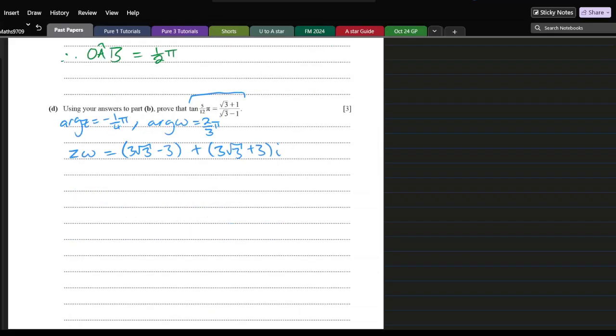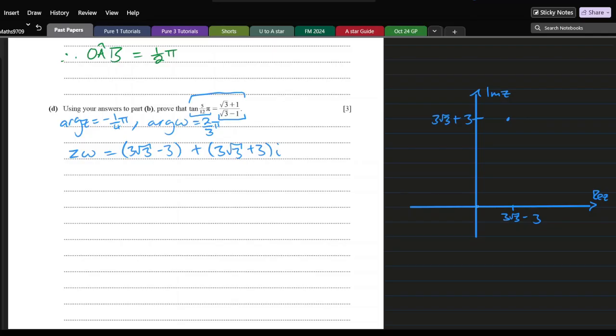So given that we're saying that this looks like it's coming from z omega, since this is tan 5 over 12 pi, this must mean we're looking at the argument of z omega. So if we're to draw this on a complex plane, we've got our imaginary axis here, and then we've got our real axis, right? So we've got 3 root 3 minus 3, let's put that here, and then we've got 3 root 3 plus 3. In fact, let me write it on the other side. That's 3 root 3 plus 3. That's that point. So our complex number is over there.